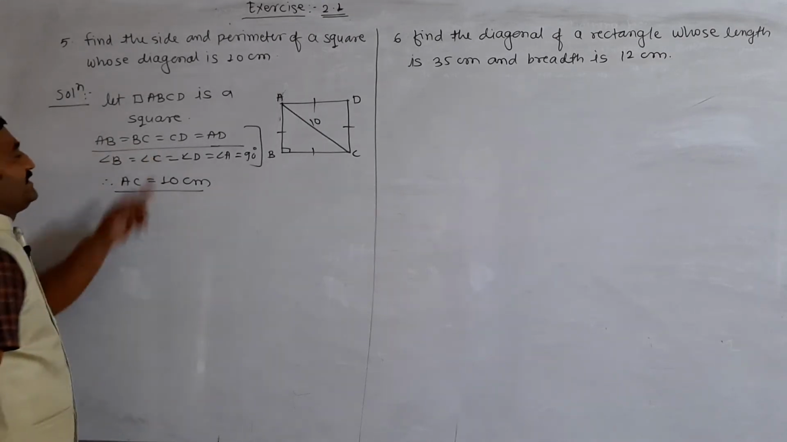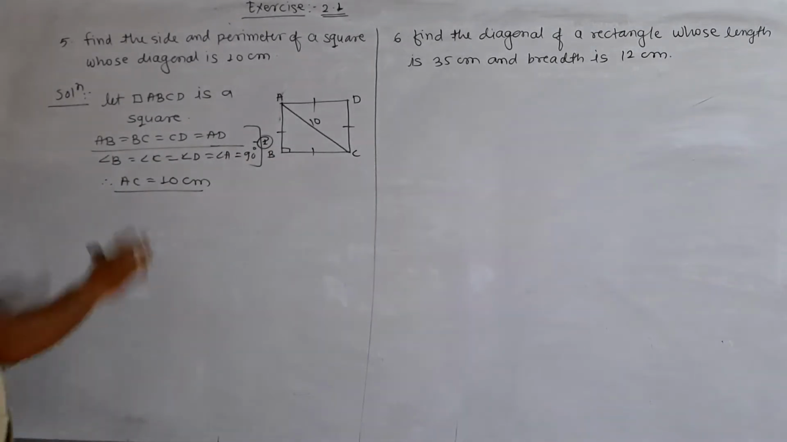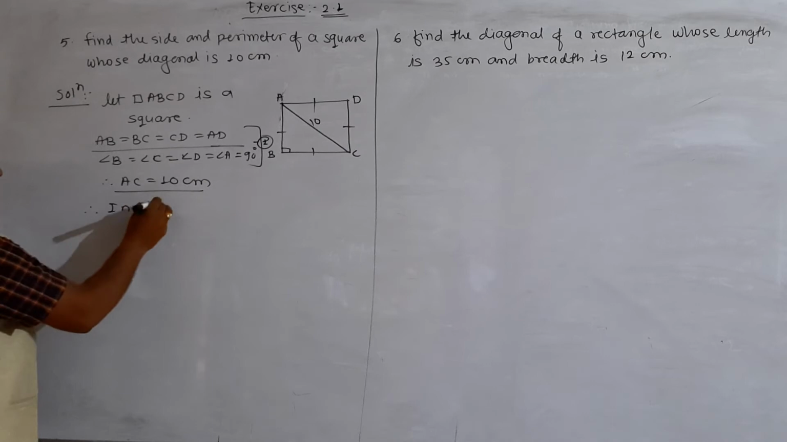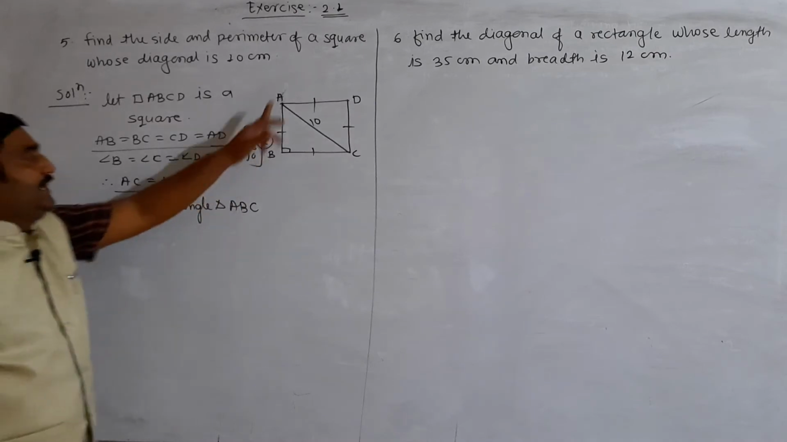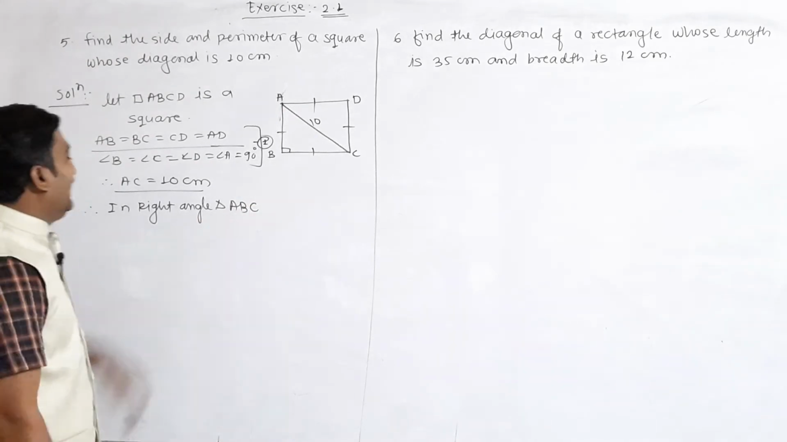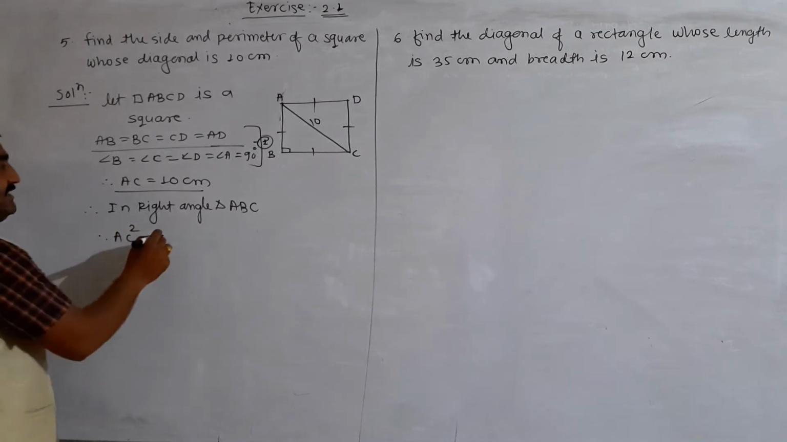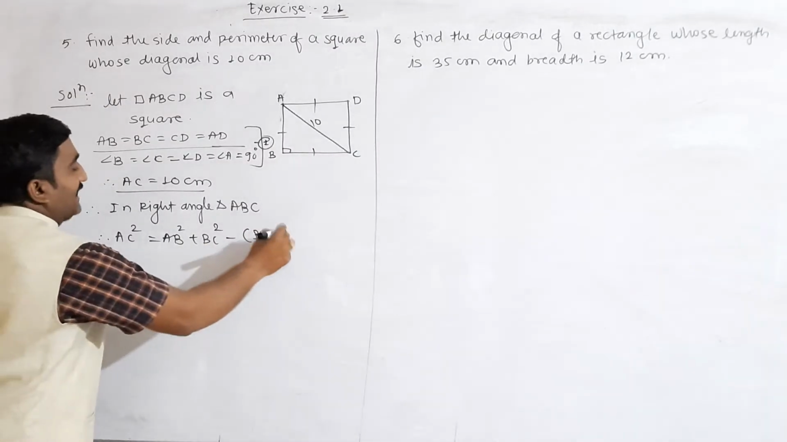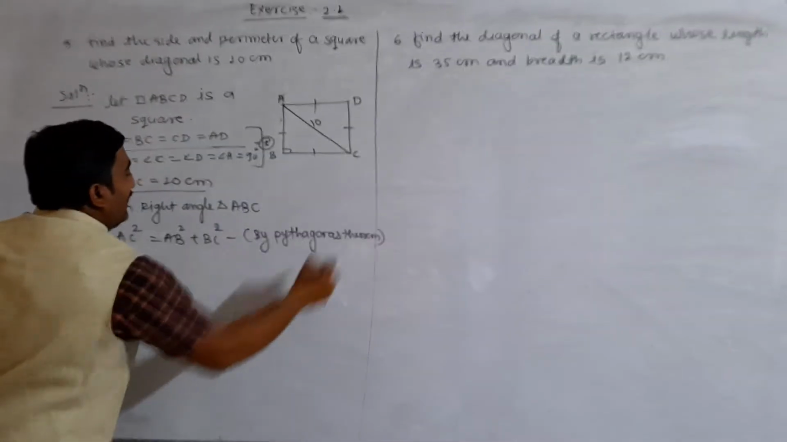AB is equal to BC is equal to CD is equal to AD, and all angles are right angles. This is equation first. AC is equal to 10 centimeter. So, in right angle triangle ABC, angle B is 90 degree. Therefore, triangle ABC is a right angle triangle. In right angle triangle ABC, by Pythagoras theorem, AC square is equal to AB square plus BC square. We have to use Pythagoras theorem here.